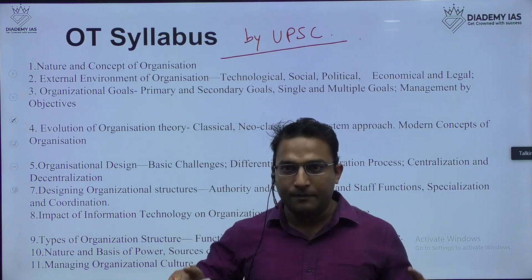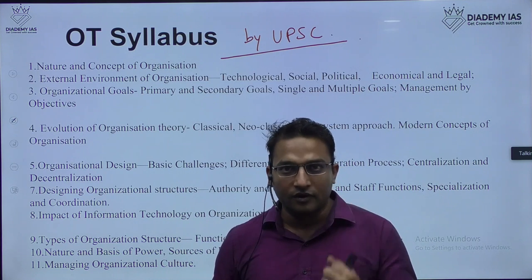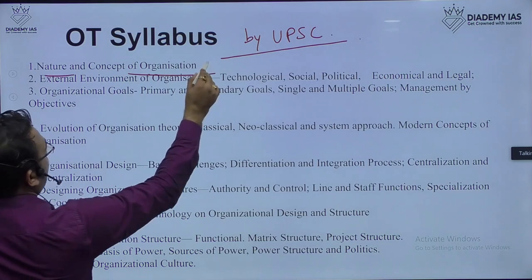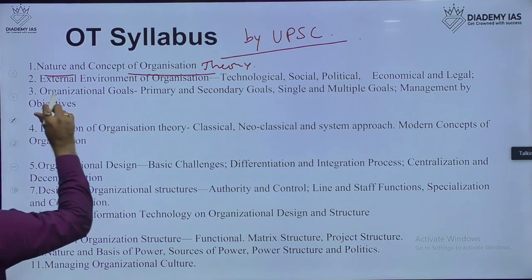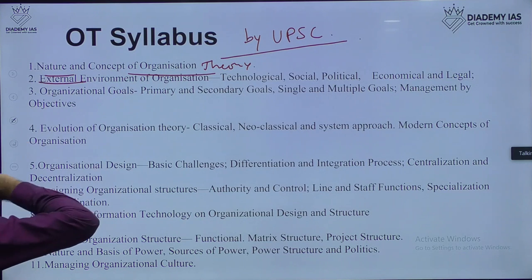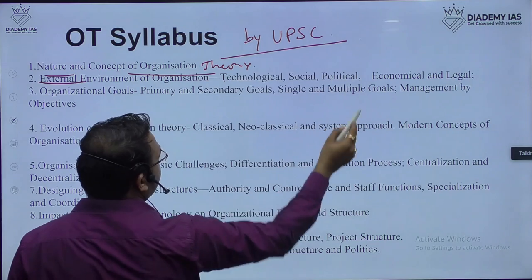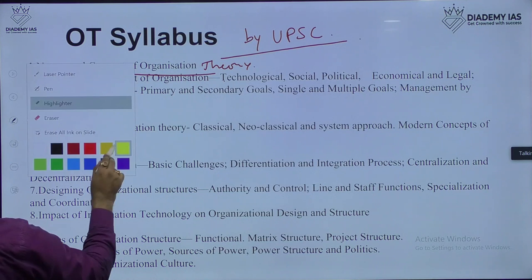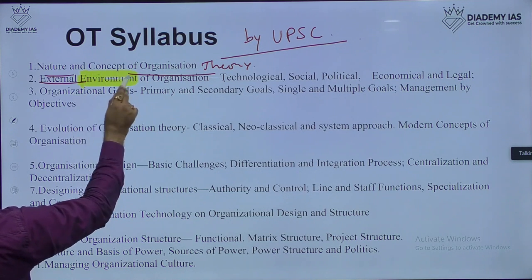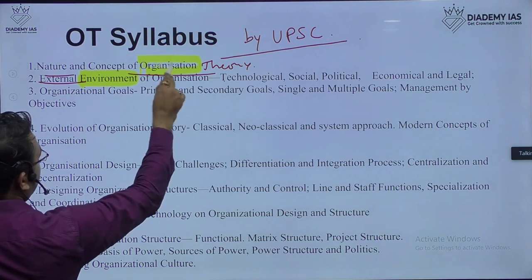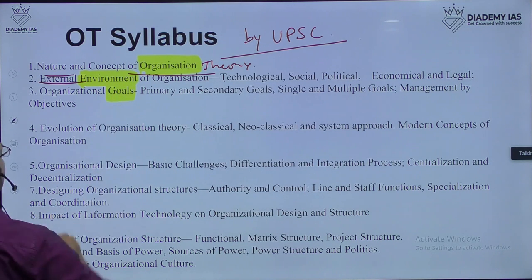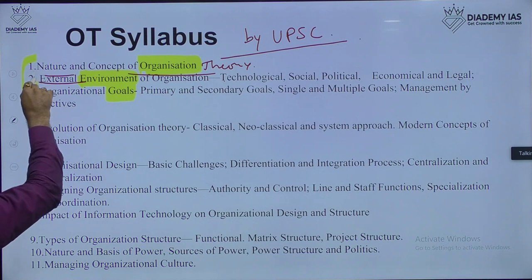So that we can group the chapters into meaningful clusters, right? So the first cluster is nature and the concept of organization theory. This is theory, right? Second is external environment of the organization. Technological, social, political, economical, and legal, okay? So this is about the environment. This is about the basic organization, and this is about the environment. Then third is organizational goals, right? So these three chapters, they set out the foundation of the organization theory, right?